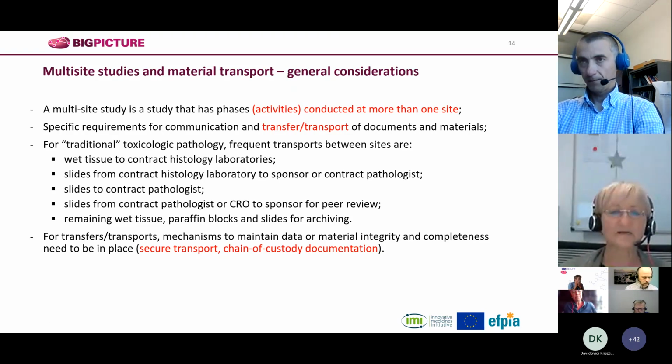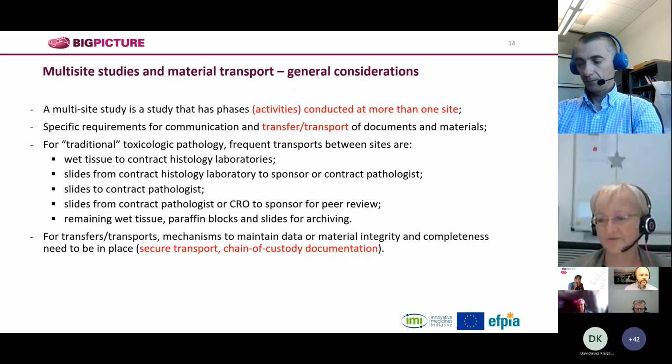Imagine there is a study with an in-life phase conducted at a test facility, but then slides can be produced in an external lab. From there, slides can be sent back to the test facility for a pathologist to evaluate them. And from there, slides can be sent to a peer review pathologist at another site for peer review. So there can be a lot of transports involved, even for glass slides.